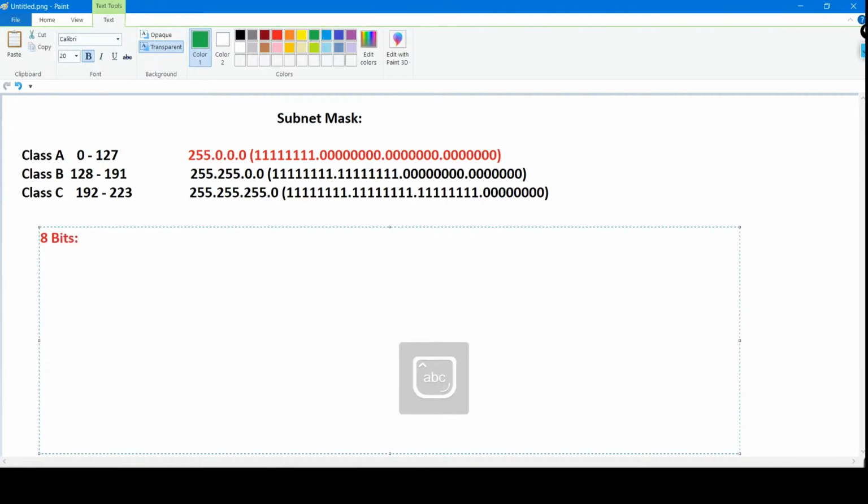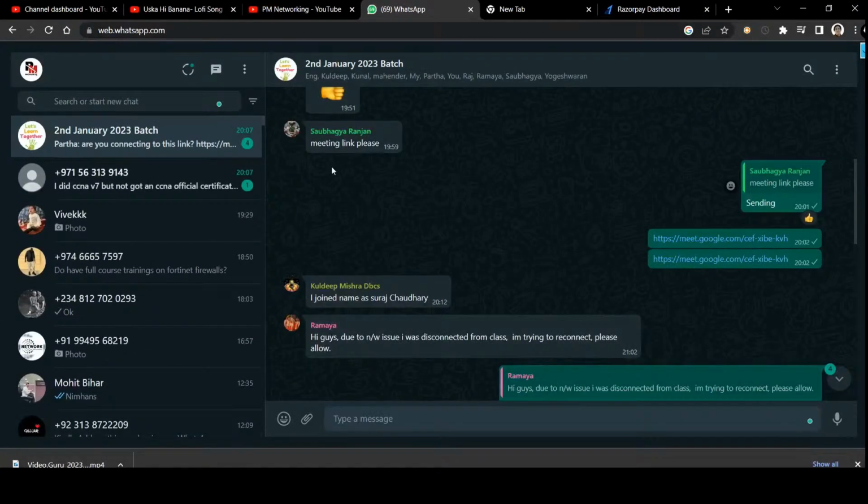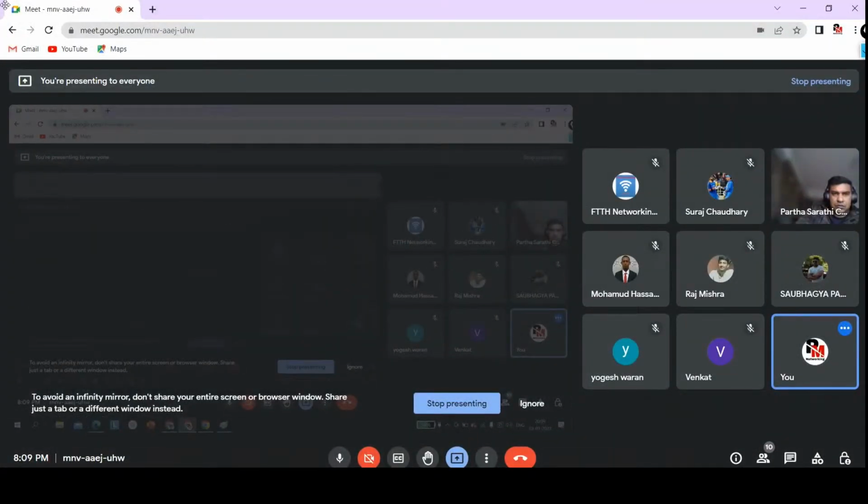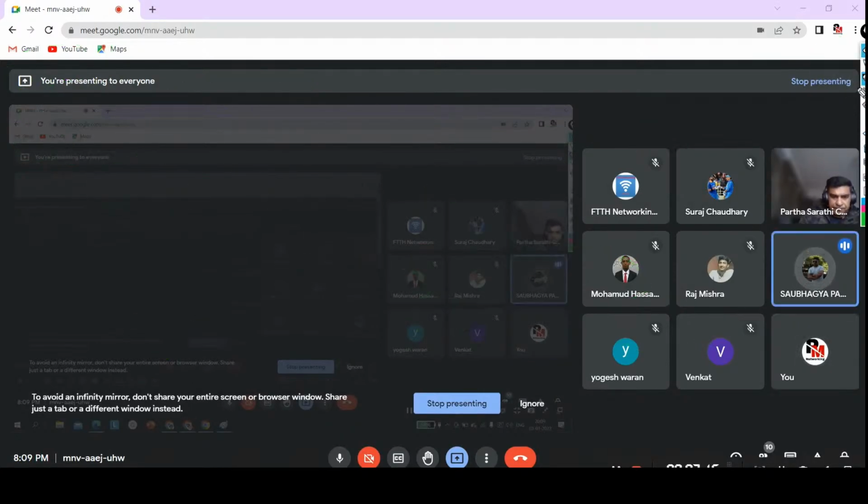So guys, what formula will you use to convert binary into decimal or decimal into binary? Does anyone know how to convert decimal into binary? How to convert a decimal number into binary? Kuldeep? Saubhag, go on. Binary consists of 0 and 1. Decimal starts from 0 to 9, and hexadecimal is 0 to 9, then A, B, C, D, E, F.